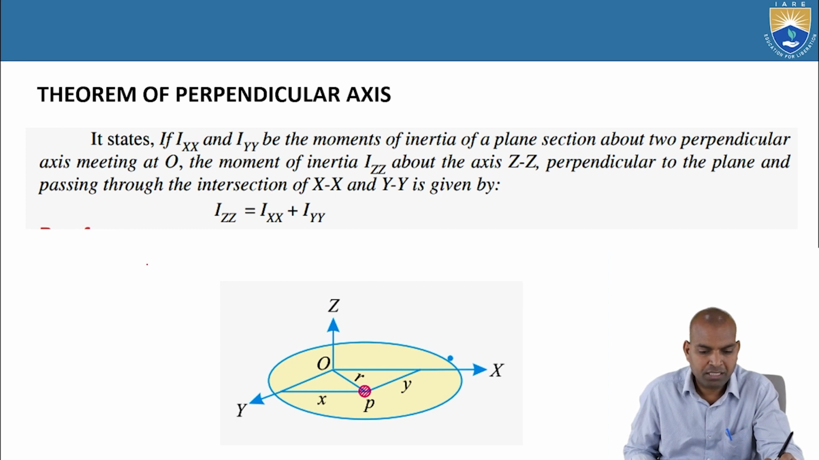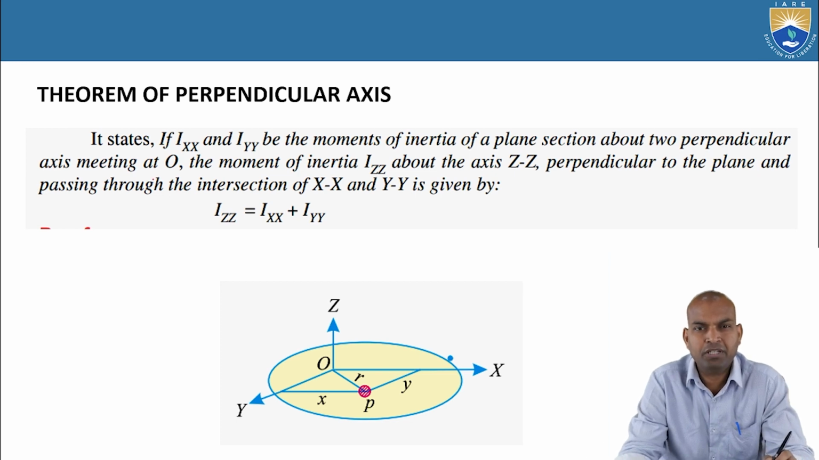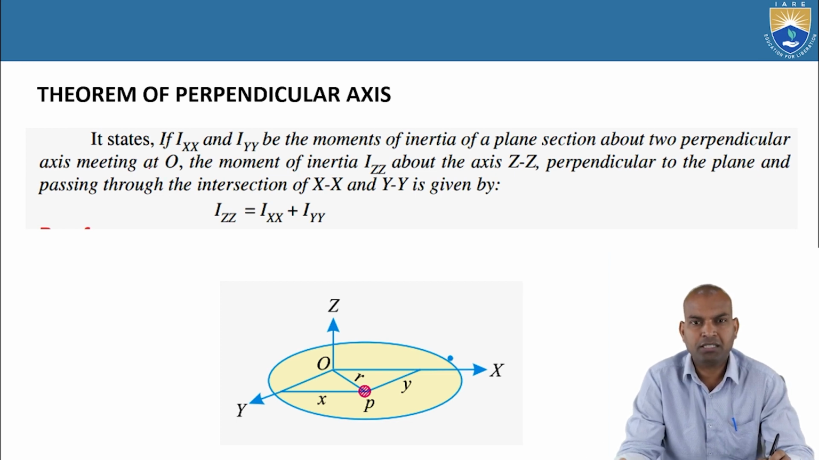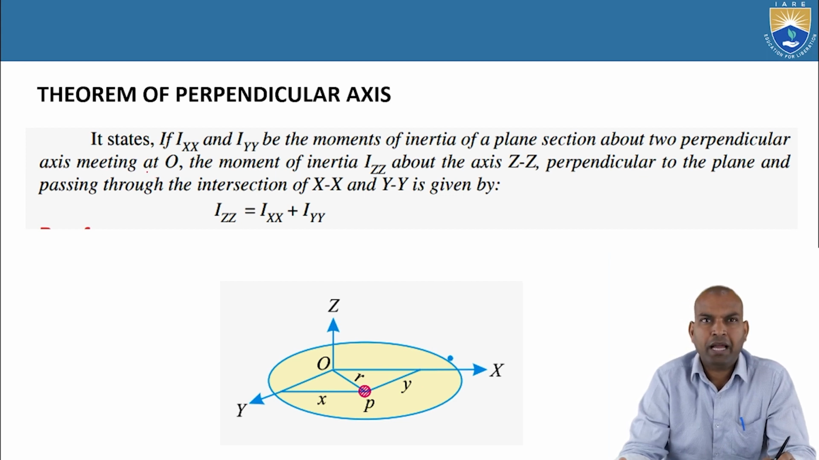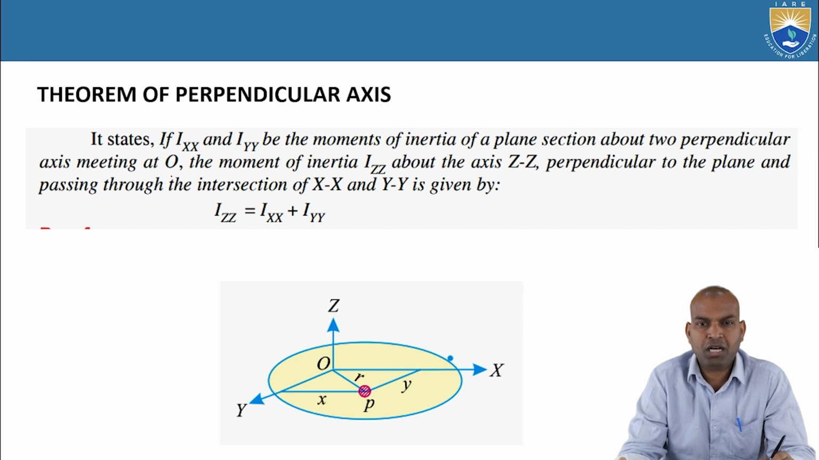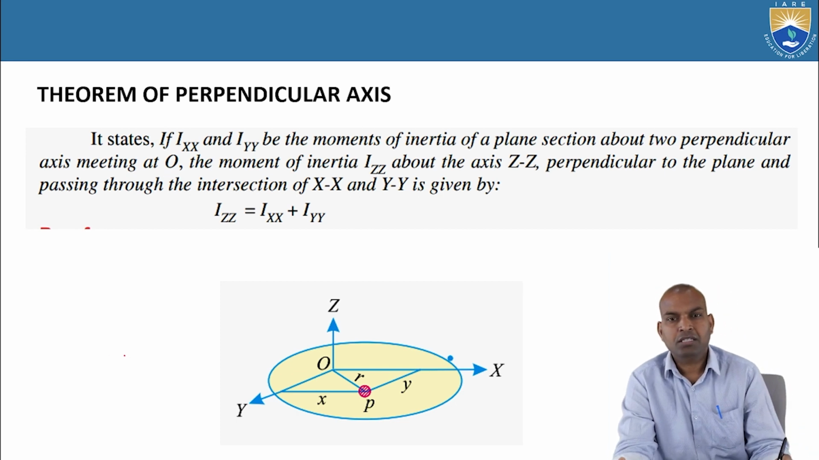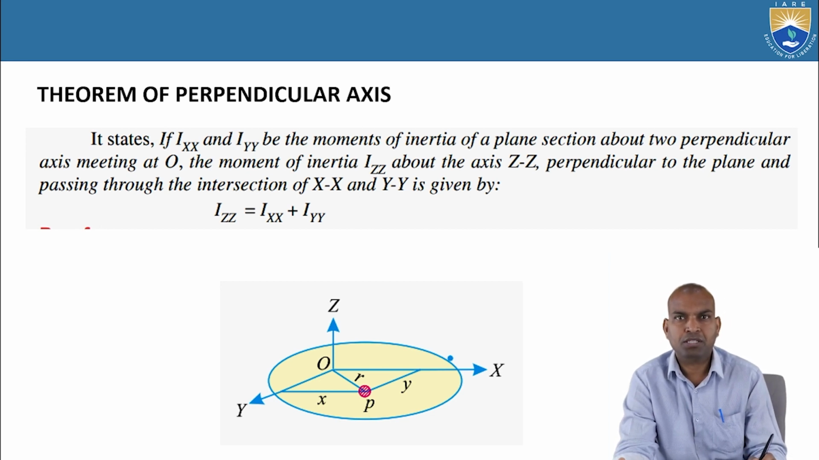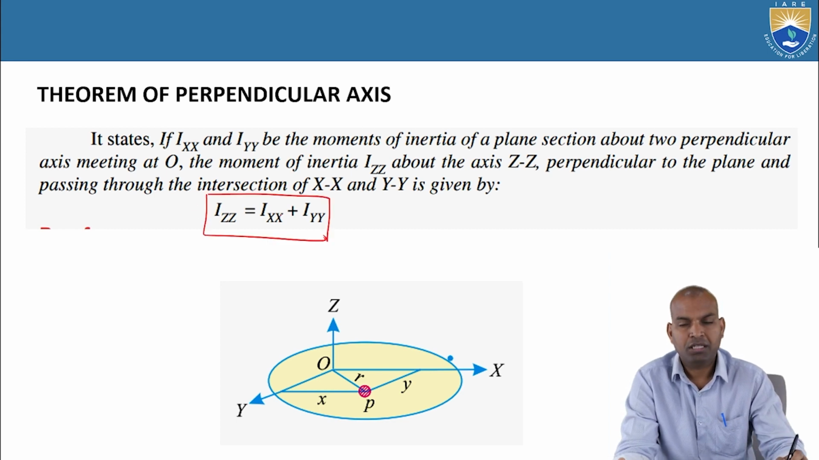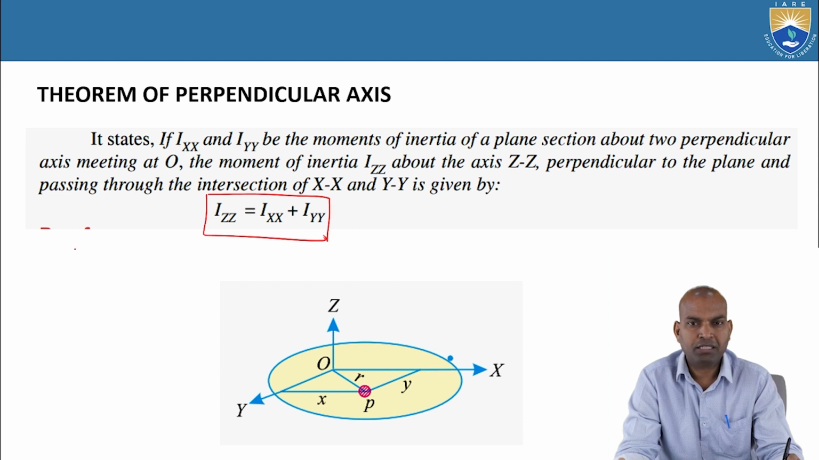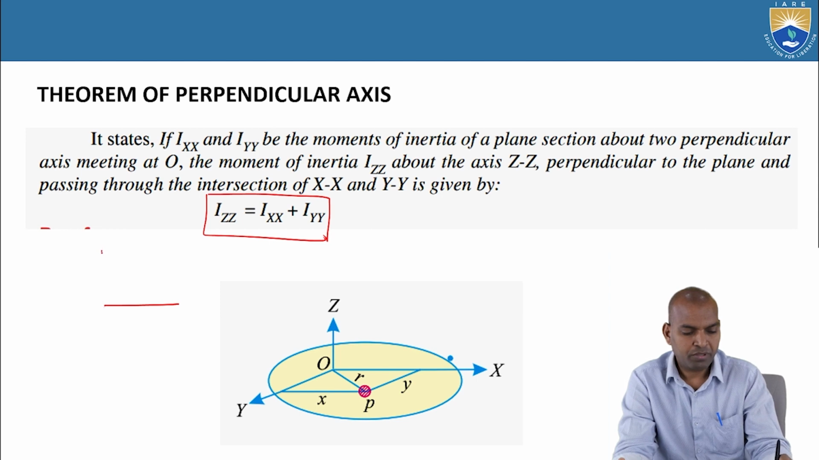In this perpendicular axis theorem, it states that if Ixx and Iyy are the moments of inertia about axis xx and axis yy, two mutually perpendicular axes meeting at O, then the moment of inertia Izz about the z axis, which is perpendicular to both xx and yy and passing through the intersection, is equal to Ixx plus Iyy, the sum of Ixx and Iyy.